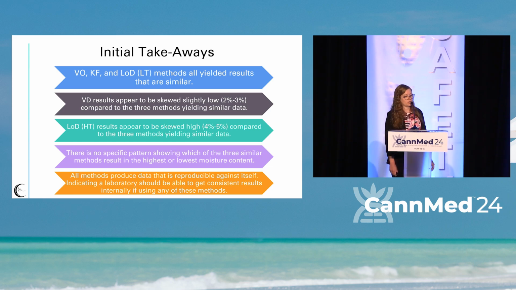And then at the end, of course, all of those methods produce data that is reproducible against itself, which indicates that a laboratory should be able to get consistent results internally if using any of these methods. So there shouldn't be this conversation of, oh, I used loss on drying at high temp and one of my samples was 10% and one of my samples was 15%. That's not what we should be seeing if people are processing these methods correctly.